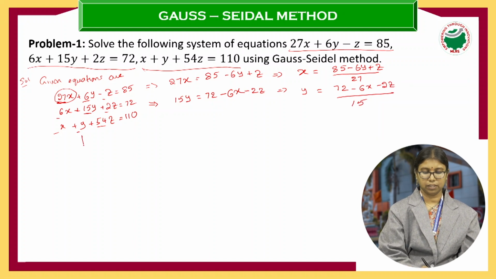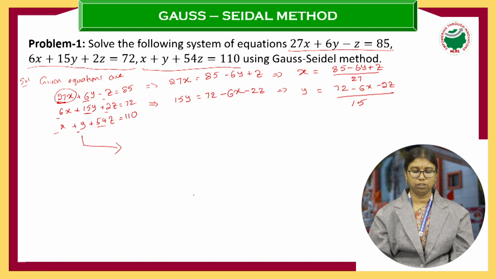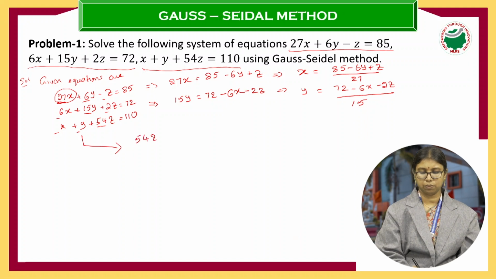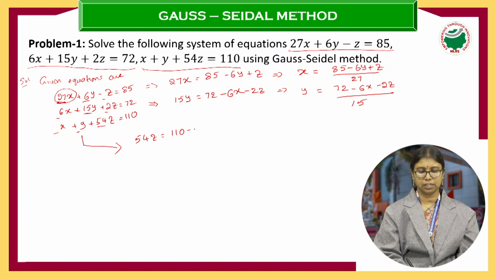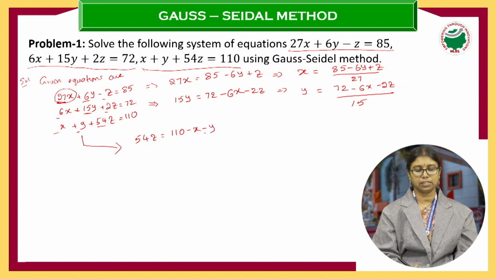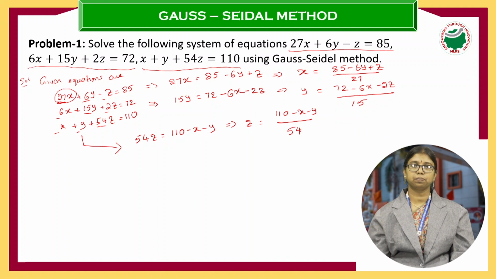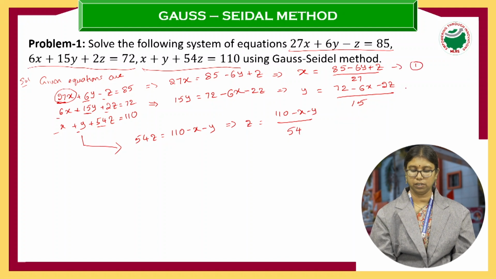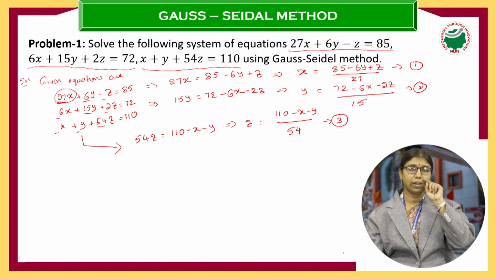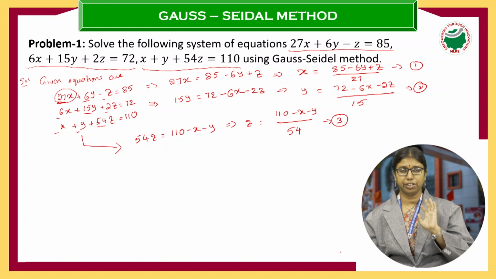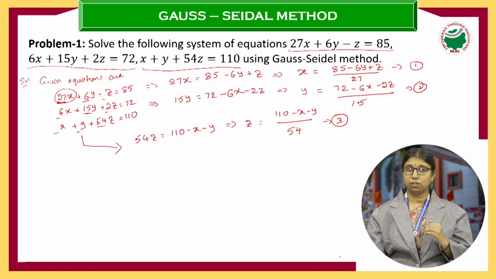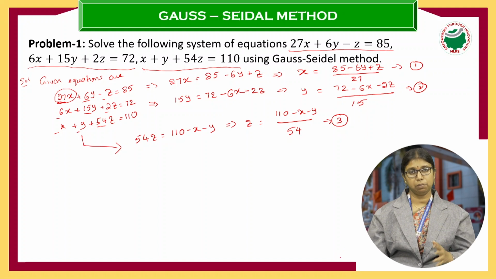Next, from the third equation, now you separate the z value. So 54z is equal to, take remaining terms to right hand side, then you will get 110 minus x minus y. Now divide the total equation by 54, you will get z as 110 minus x minus y by 54. So let it be equations 1, 2 and 3. So we got x, y, z values in terms of remaining variables. So to get the x, y, z values, now you have to start the approximations.